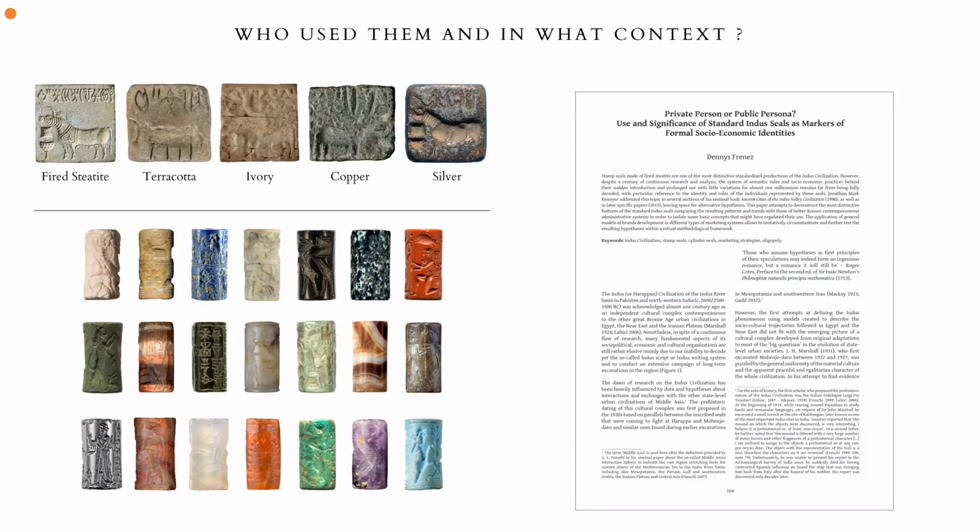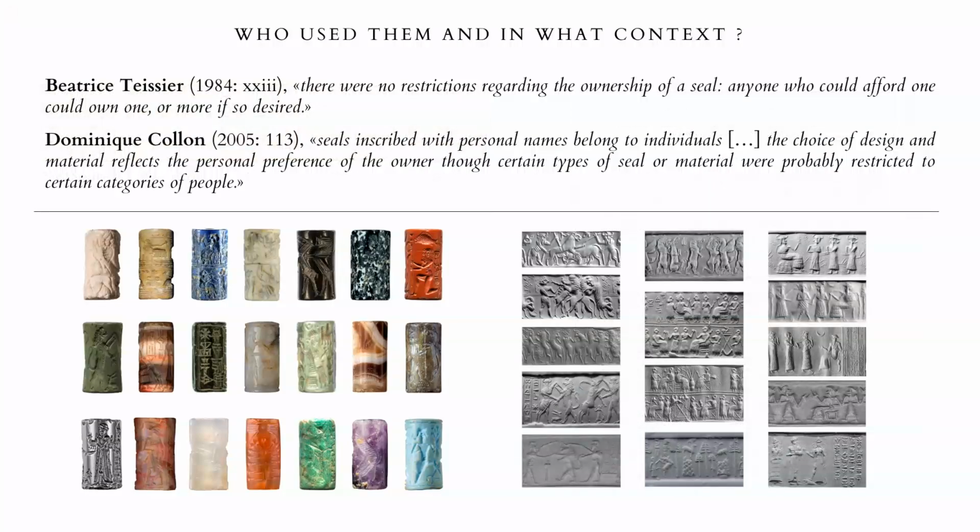In Mesopotamia, cylinder seals were used to indicate personal identification and ownership through a combination of different raw materials, iconographies, and, in exceptional cases, inscriptions. What is interesting to observe in this context is that there were no restrictions regarding the ownership of a cylinder seal. Anyone who could afford one could own one, or even more.